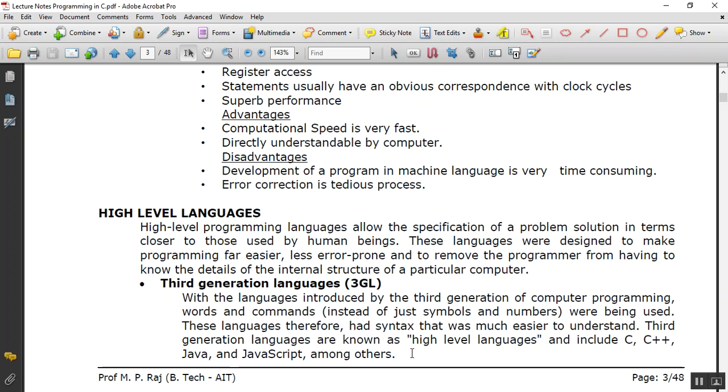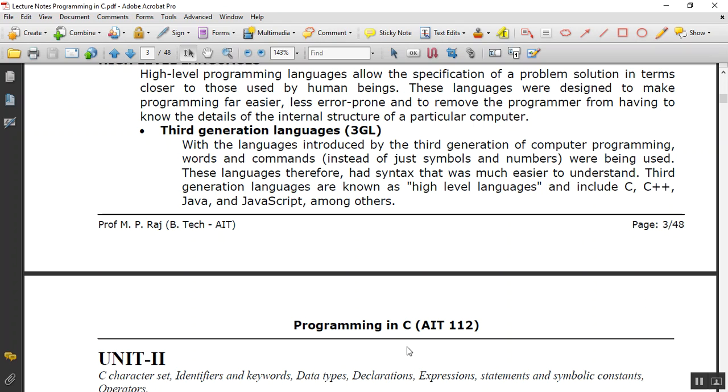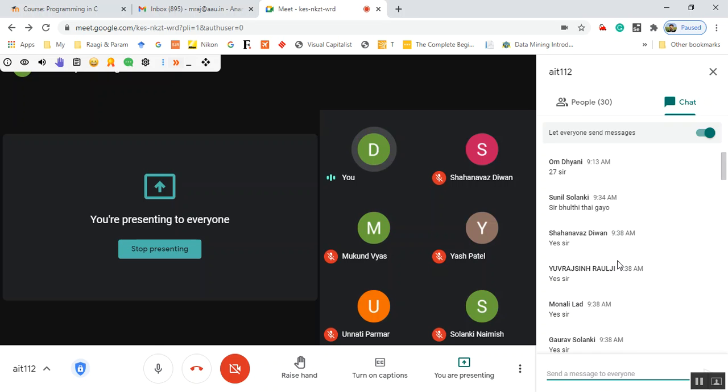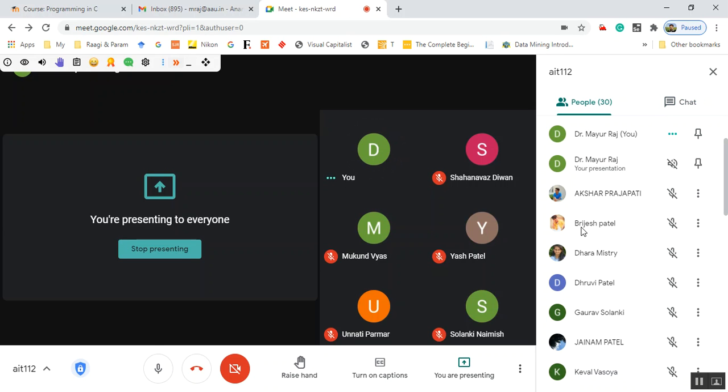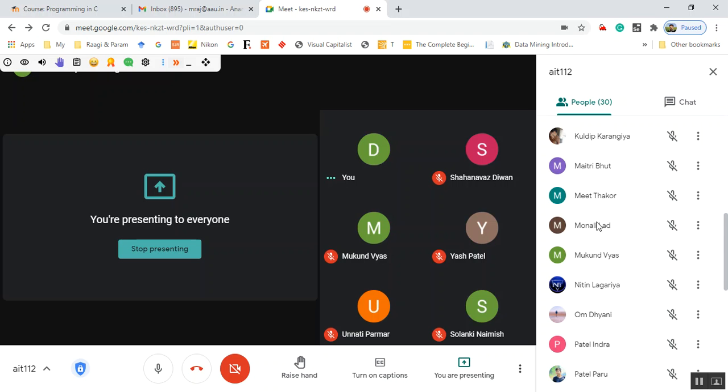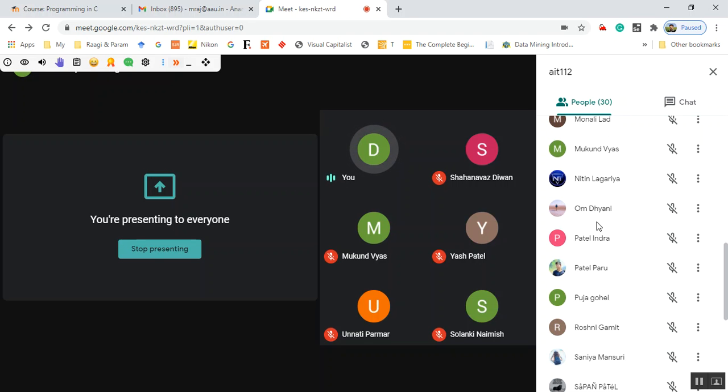We'll stop here in this unit. From tomorrow onwards we'll start second unit. At present there are 31 or 28 students. 28 to 29 are there. And how many are there actually I don't know.